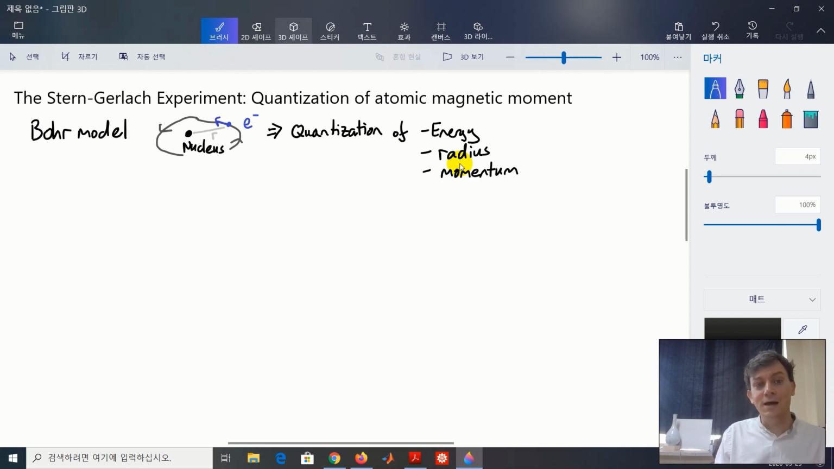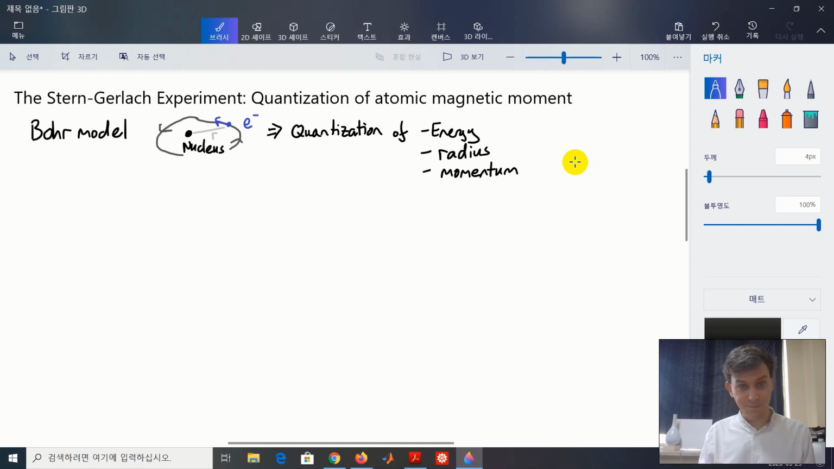Anyway, the point of the Stern-Gerlach experiment was to test another way of testing this quantization, basically. Because the electron is going around the nucleus, it creates an electrical current going around the nucleus, and you should know from electromagnetism class that when you have an electrical current flowing, you will get a magnetic field. And this magnetic field gives rise to what's called the atomic magnetic moment of the atom.